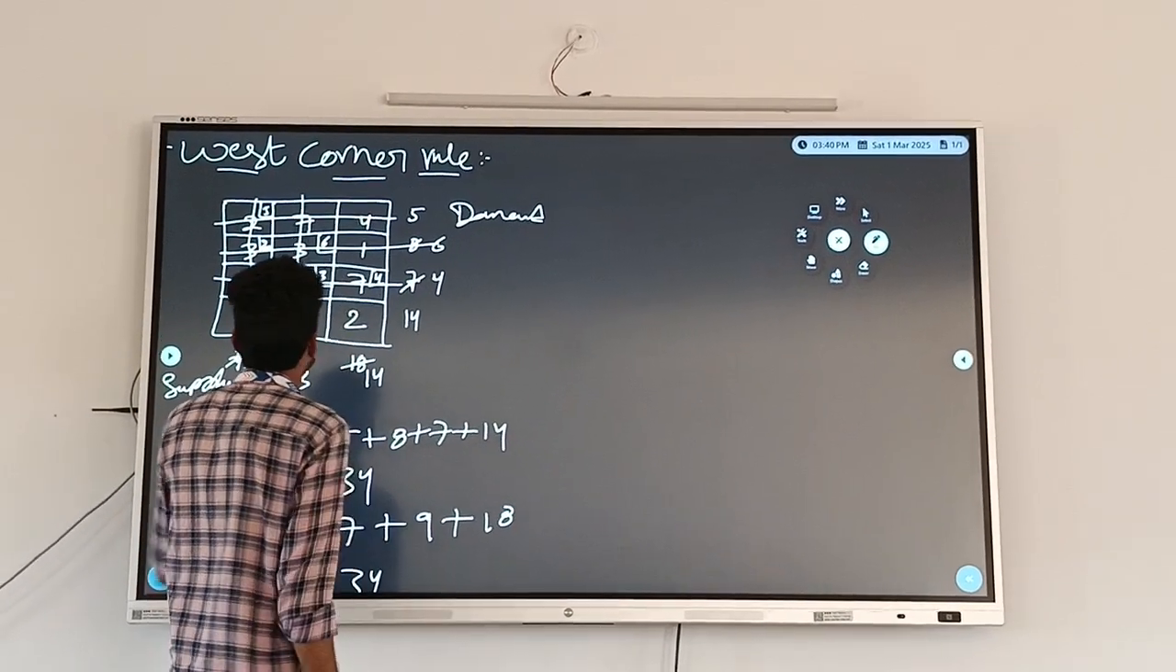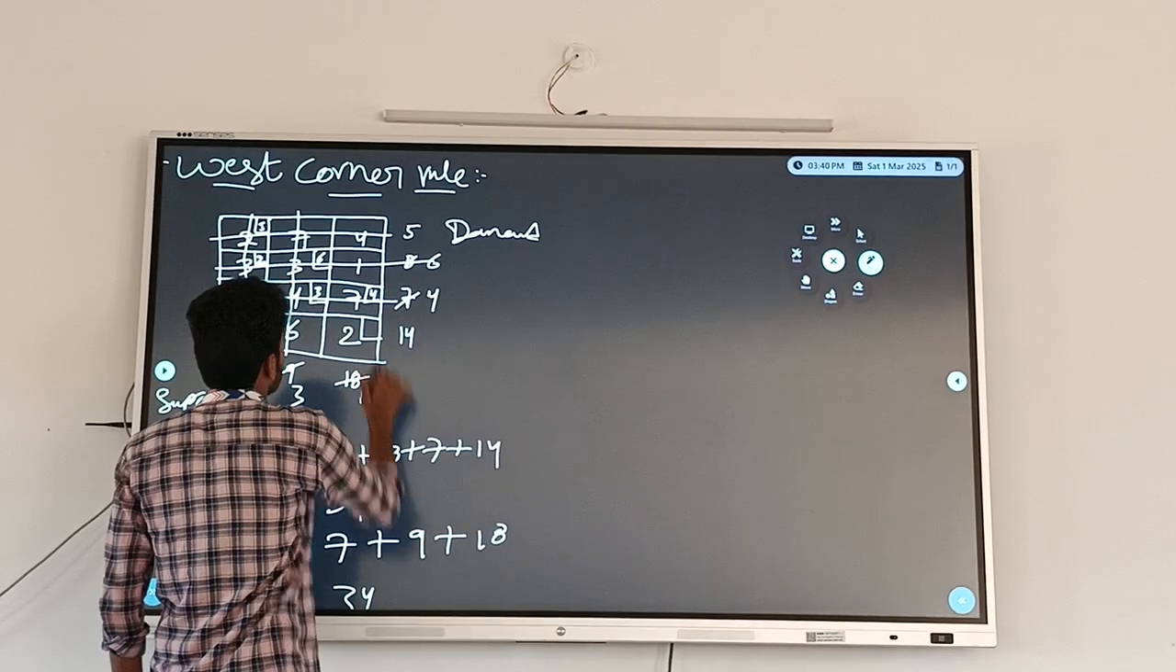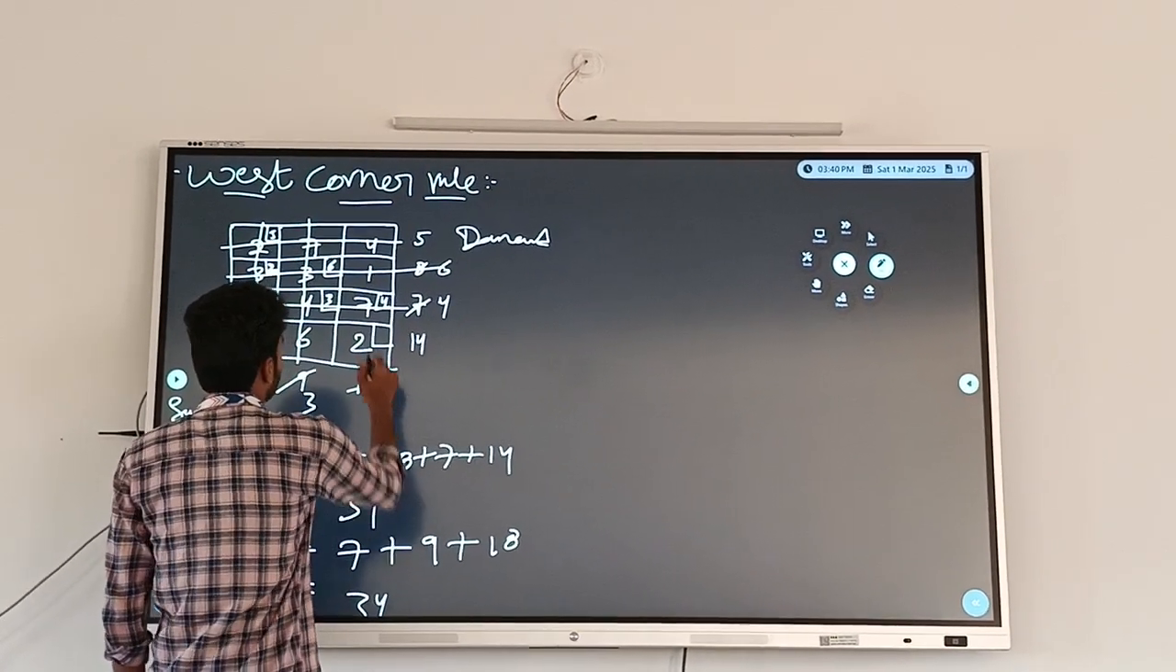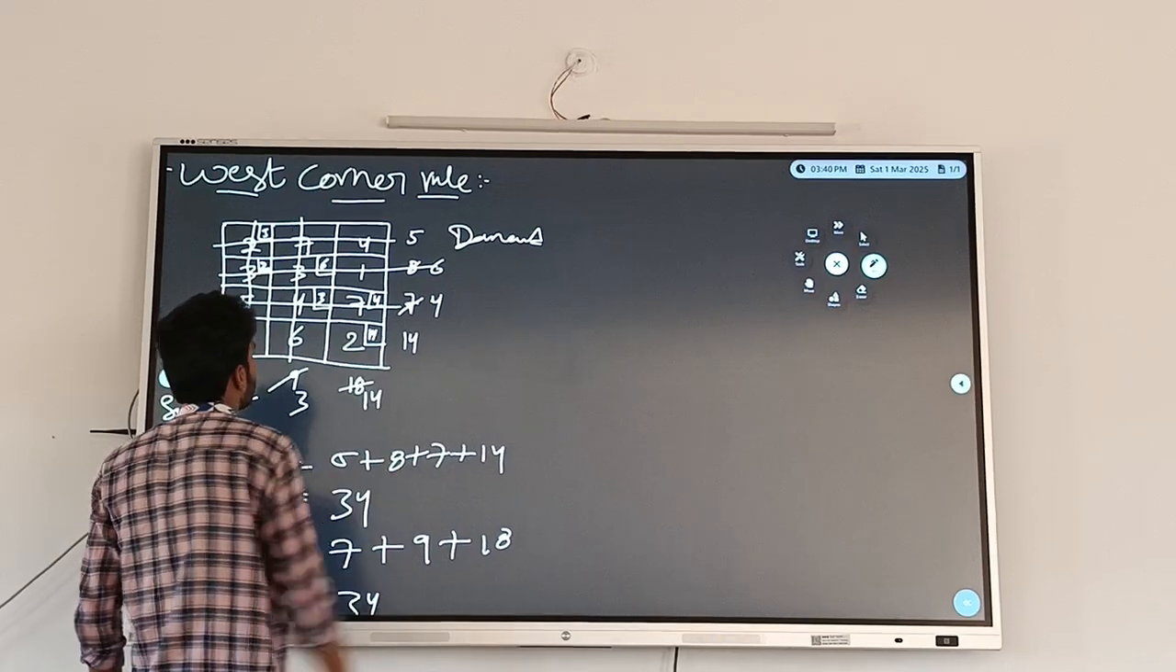Next, compare with demand value and supply value. Both are 14. Then write it 14, 14.